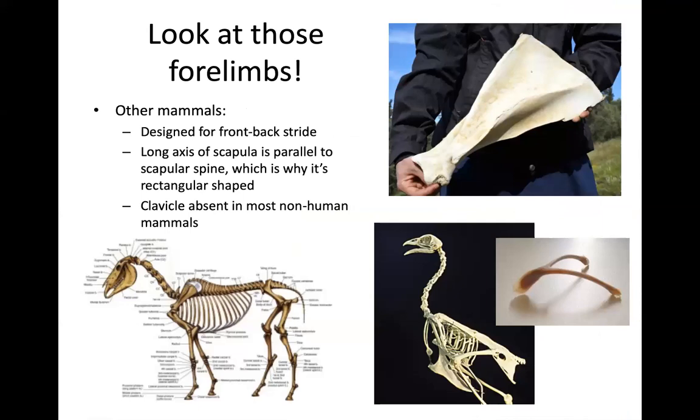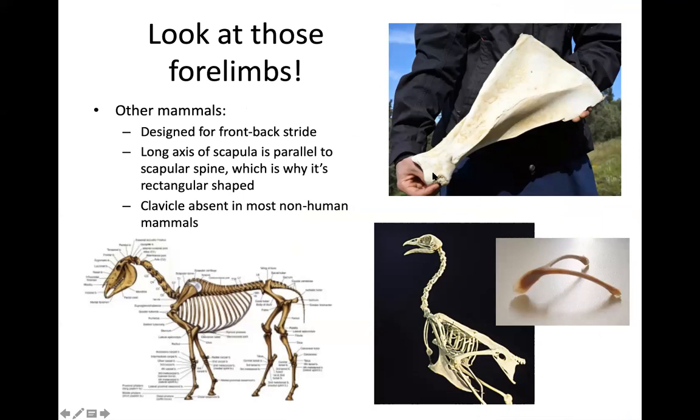So looking at the forelimbs of mammals, they are designed for a more front to back stride. They're not throwing balls or jumping up and down too often. It's very front, back, front, back, front, back. So they tend to have more gliding joints rather than ball and socket. Okay. Because of all of this, their scapulae look completely different.